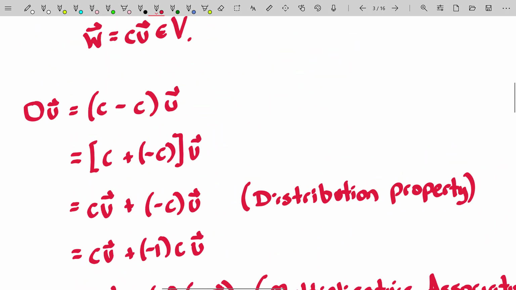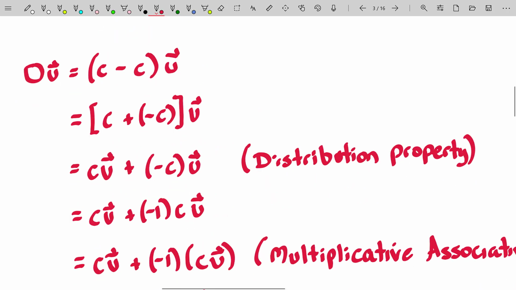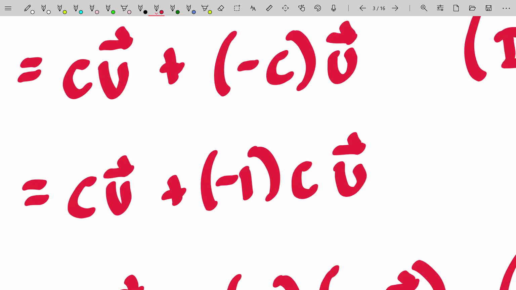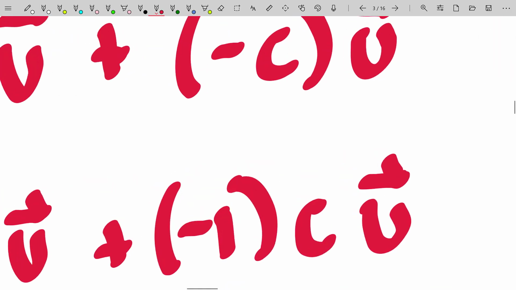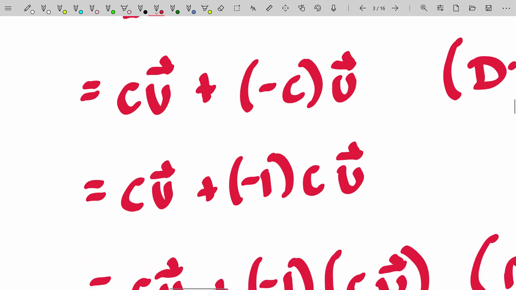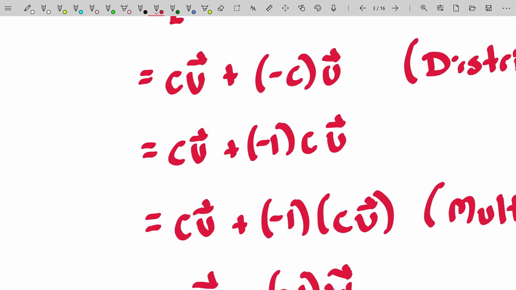That is from our distributive axiom, or I'm calling it the distribution property, but it is the distributive axiom, or one of them, which is equal to C times U plus negative 1 times C times the vector U. That negative 1 times C is the same thing as negative C. That's just from, again, arithmetic. There's no need for me to describe that to the reader. It's like me saying to the reader, oh, negative 3 is negative 1 times 3. They should know that.